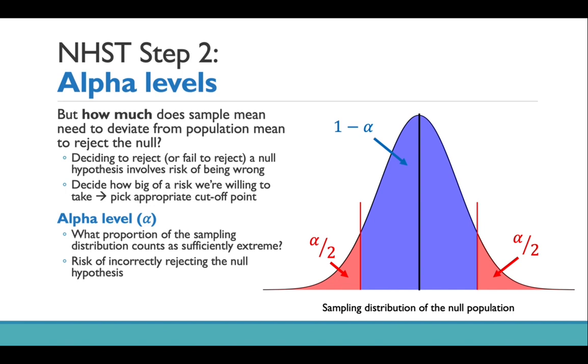This blue area in the middle is then equal to 1 minus alpha. It's everything left over. So let's say our alpha was 0.1. That would mean that 10% of the area under this curve, 10% of the distribution, would be the critical region, the region in red, and the blue area would be the remaining 90% of the distribution, of the area under the curve.